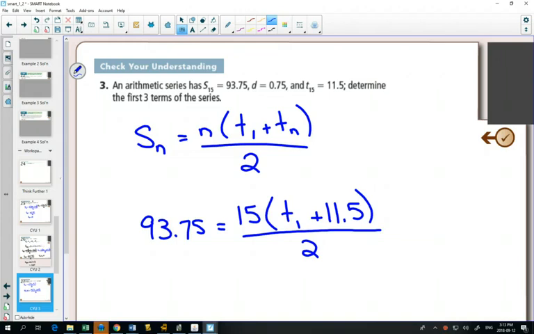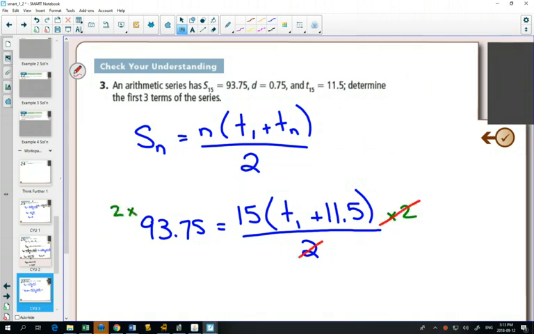So that means if you have an equation with only one thing you don't know, you can use your algebra skills to get that one thing by itself. Any suggestions that will help me get term 1 all by itself? What would you like to do first? Multiply both sides by 2. Love it. Excellent. Multiply both sides by 2.